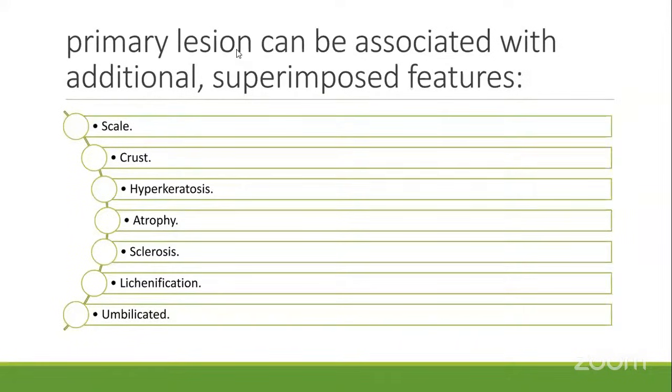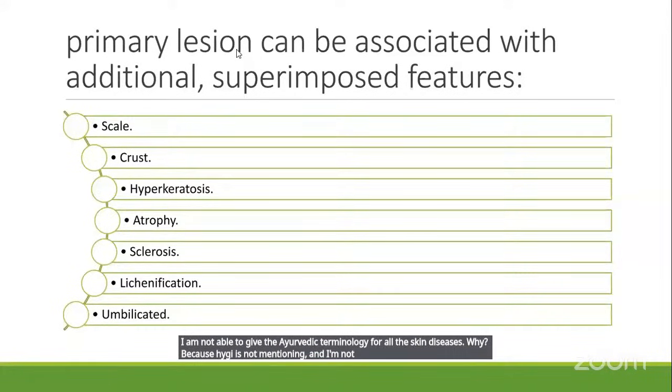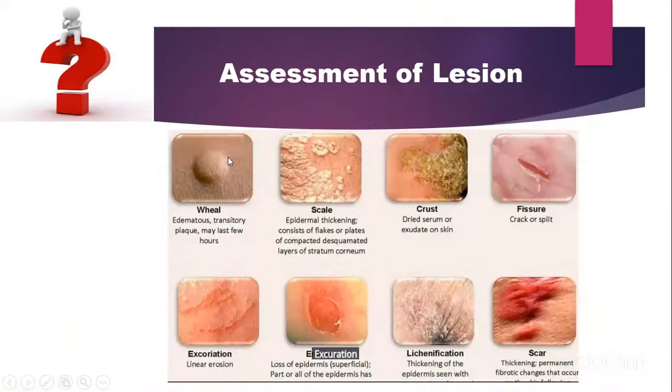I am not able to give the Ayurvedic terminology for all the skin diseases. Why? Because Acharya is not mentioning and I'm not classifying like that. Excoriation. Excoriation is a linear erosion. Erosion is loss of skin of a part. And when it is in a linear pattern, it is called excoriation. Linear erosion is called excoriation.